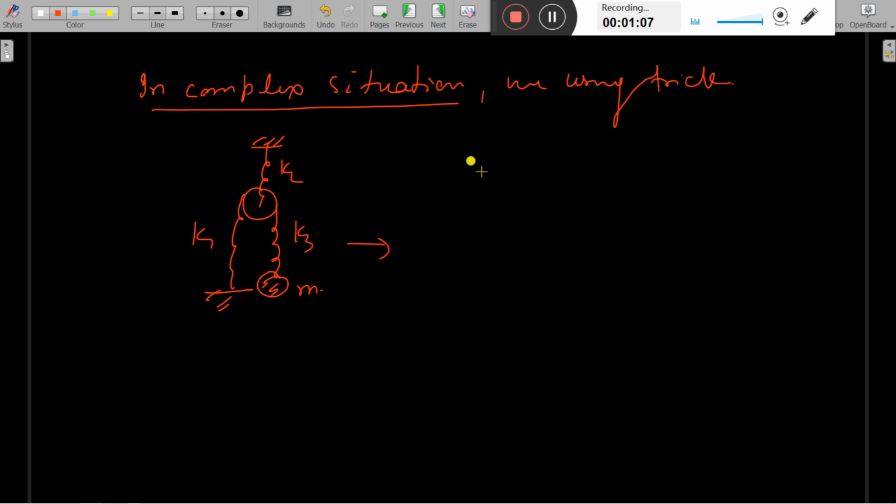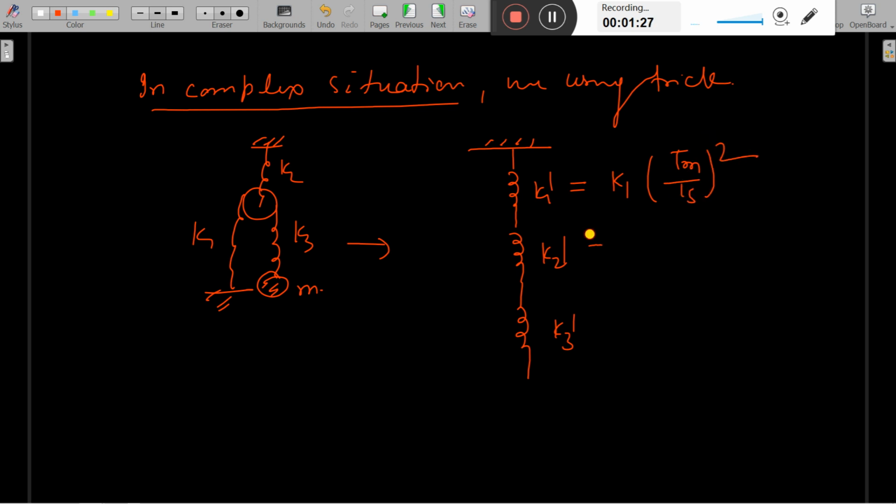So there are three springs. We can convert this system into three springs connected in series, having constants k1 dash, k2 dash, k3 dash, and k1 dash can be calculated by a trick. k1 dash is k1 times (tension in mass over tension in spring) squared. k2 dash is k2 times (tension in mass over tension in spring) whole squared. k3 dash is k3 times (tension in mass over tension in spring) whole squared.